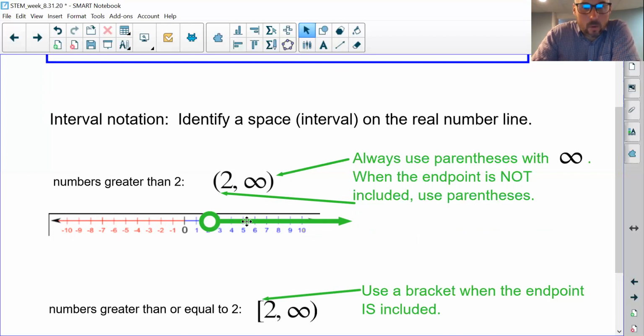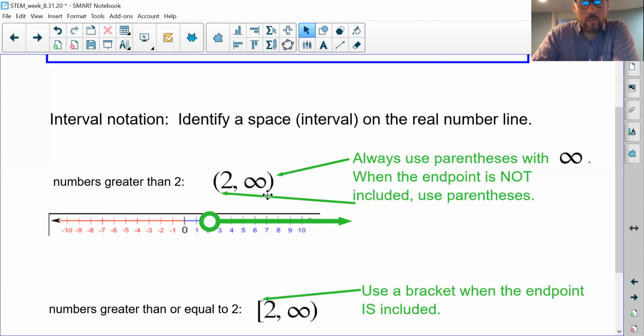Well, what interval is captured on this green line? It's beginning just past 2, and it's continuing on forever. So this is how you would write that interval notation. Parentheses, because we aren't including this endpoint, and then comma, infinity. It's going on forever to the right.